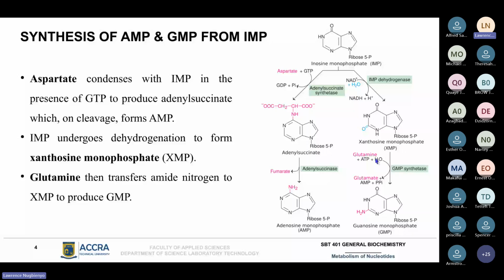So you can notice these two differences. Aspartic acid is what gives out the amine group in the synthesis of adenosine monophosphate from the parent molecule, inosine monophosphate, whilst in the synthesis of guanosine monophosphate from the parent molecule, inosine monophosphate, the amino acid that gives out the amine group there is glutamine.